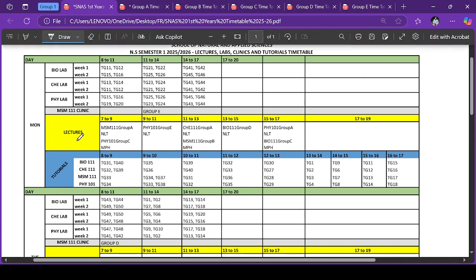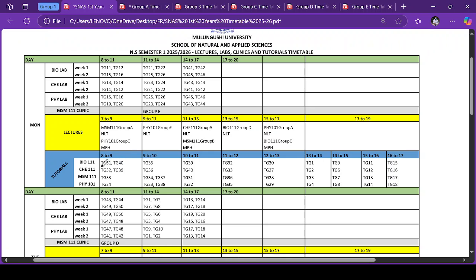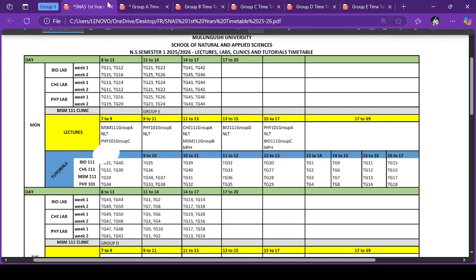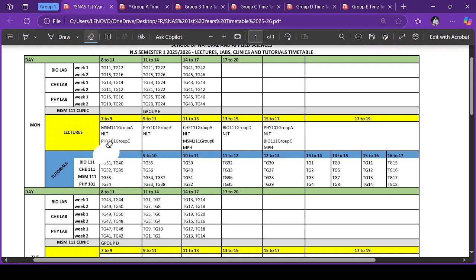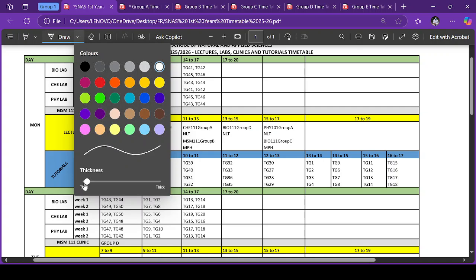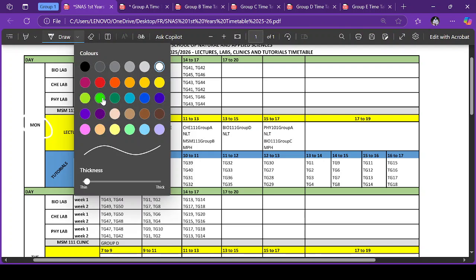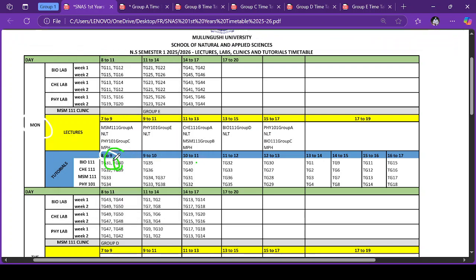For tutorials, you can see there's no group 1 to 10 here. Monday, there's no group 1 to 10. Around this time, from 7 to 9, you'll be having a lecture, so you can't find group 1 to 10 in here. There's no way. This is Monday, so it can't happen in here.